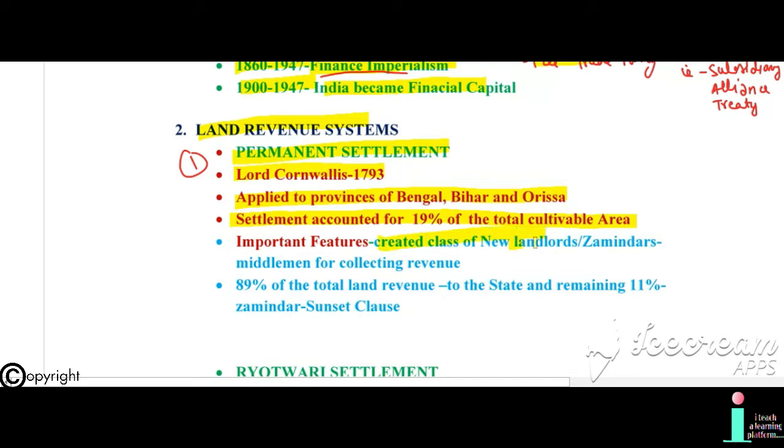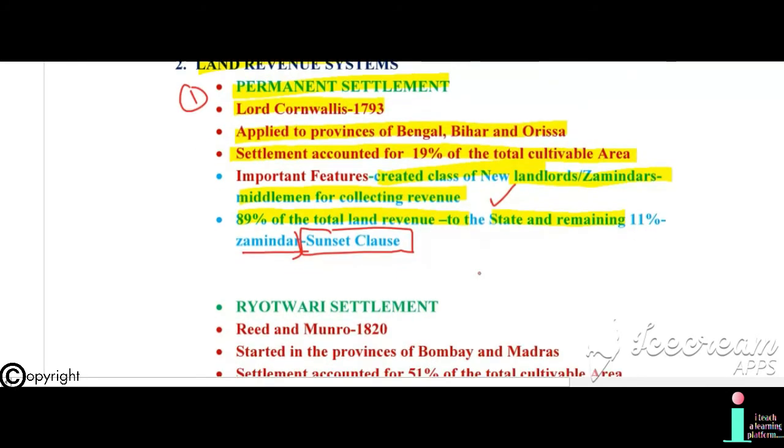Its important features were that it created a class of new landlords or zamindars who were very exploitative of the peasants, and they revolted in 1857 against the Britishers. They were the middlemen for collecting the revenue between the peasants and the Britishers. Apart from this, 89% of the total land revenue went to the state, and the remaining 11% was kept with the zamindar for his expenses. This was known as the sunset clause, as the revenue has to be given to the Britishers on a fixed date.